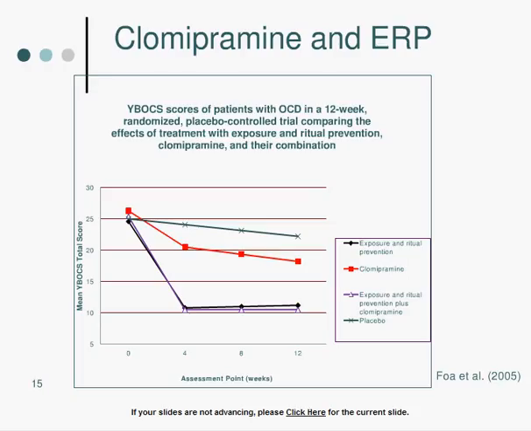And what you can see here is that the patients who got placebo, which is basically a sugar pill, didn't improve very much, and all the active treatments were better than placebo. Clomipramine was better than placebo, but was not as good as exposure and ritual prevention or the combined treatment. And as you can also see on the slide, there was really no difference between exposure and ritual prevention or exposure and ritual prevention plus clomipramine. So this was encouraging for the use of behavior therapy in OCD, and this study was done in adults.